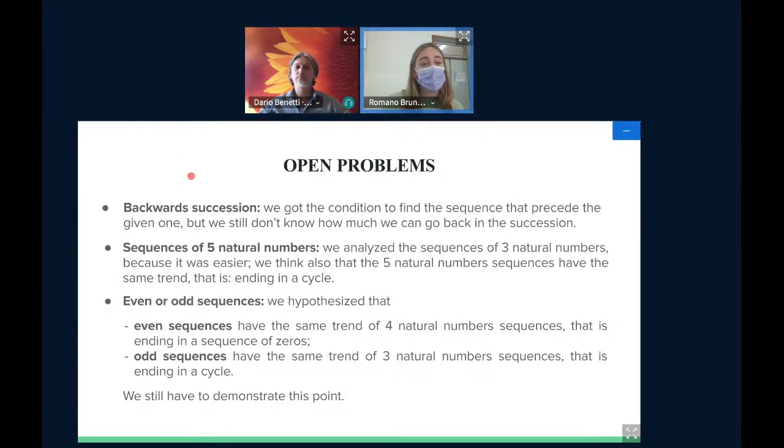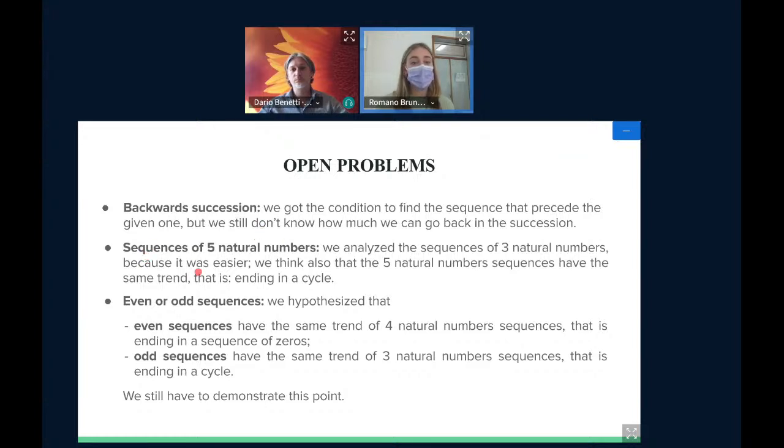We still have some unanswered questions about backward successions. We found a way to go back in the succession from a given sequence to a previous one, but we still don't know how much we can go back in the succession. We know that some sequences don't have a previous sequence, but we want to understand how many backward steps we can take in a succession. For example, in a given sequence, can we go backwards for 10 or 20 steps?